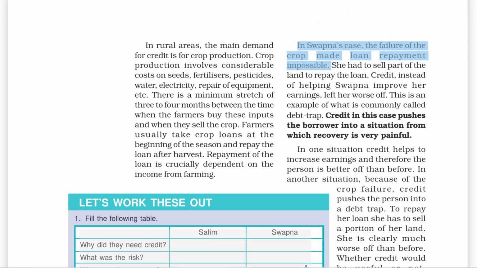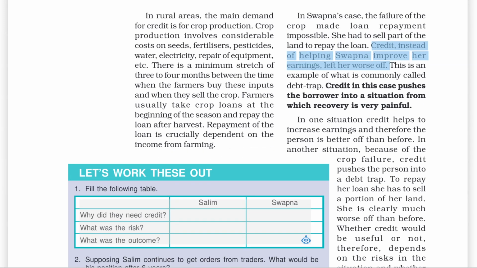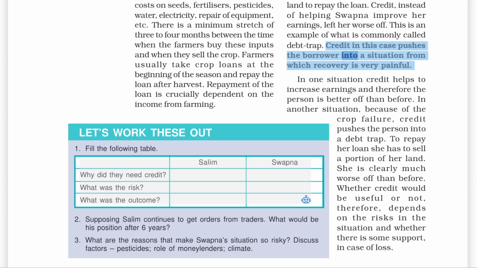Let's work these out. In Swapna's case, the failure of the crop made loan repayment impossible. She had to sell part of the land to repay the loan. Credit, instead of helping Swapna improve her earnings, left her worse off. This is an example of what is commonly called a debt trap. Credit in this case pushes the borrower into a situation from which recovery is very painful.